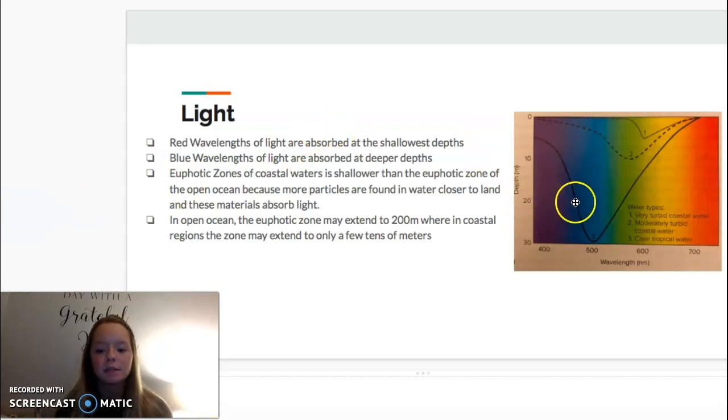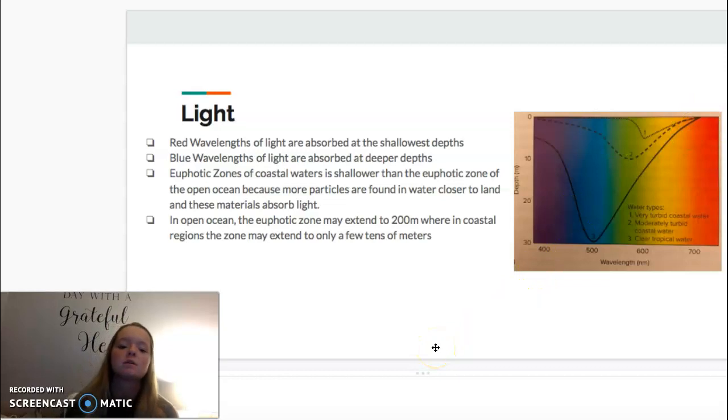So I actually took this image right out of the book because I felt this was the best map I could find to demonstrate this. The red wavelengths of light are absorbed at the shallowest depths, so that would be right here. And you can see down here this is very shallow. The blue wavelengths of light are absorbed at deeper depths, so that's why all these lines are up here. This one right here goes way deeper than the red one.